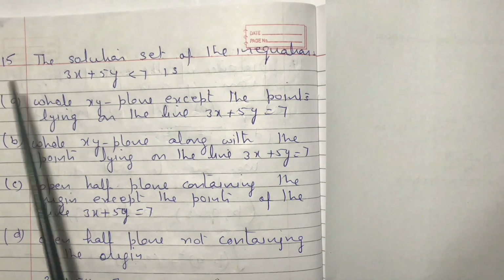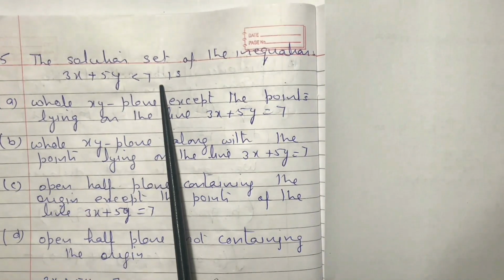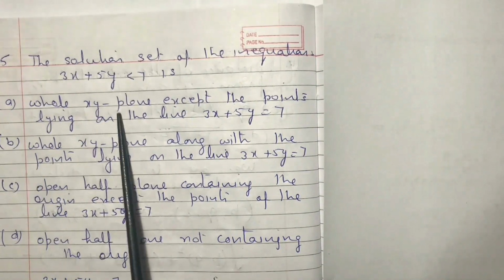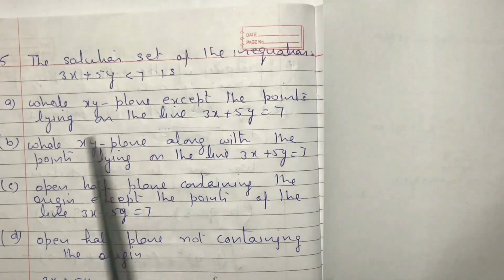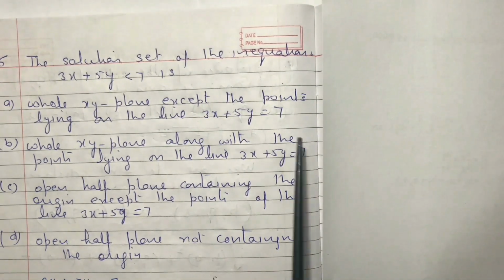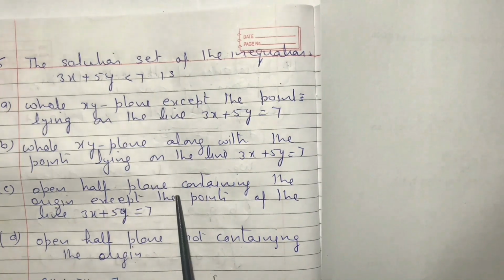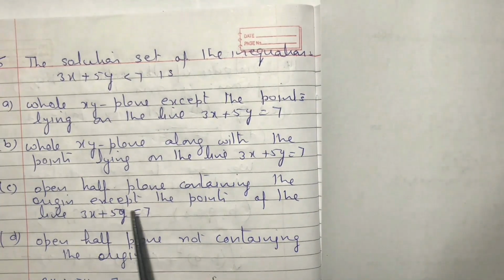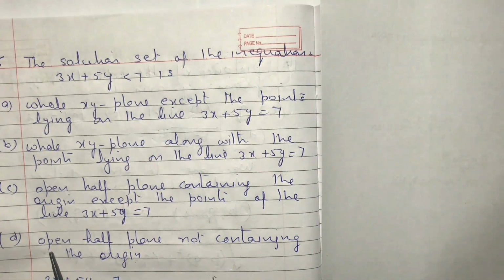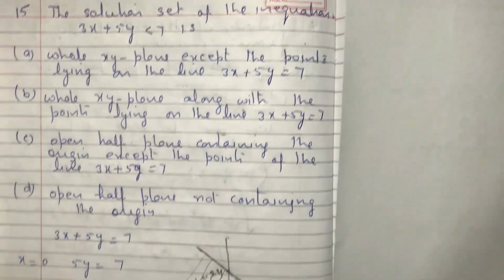Now the 15th question is the solution set of the inequality 3x plus 5y less than 7 is. There are 4 options. First option is whole xy plane except the points lying on the line this. Whole xy plane along with the points lying on the line this. Open half plane containing the origin except the points of the line this. Fourth is open half plane not containing the origin.